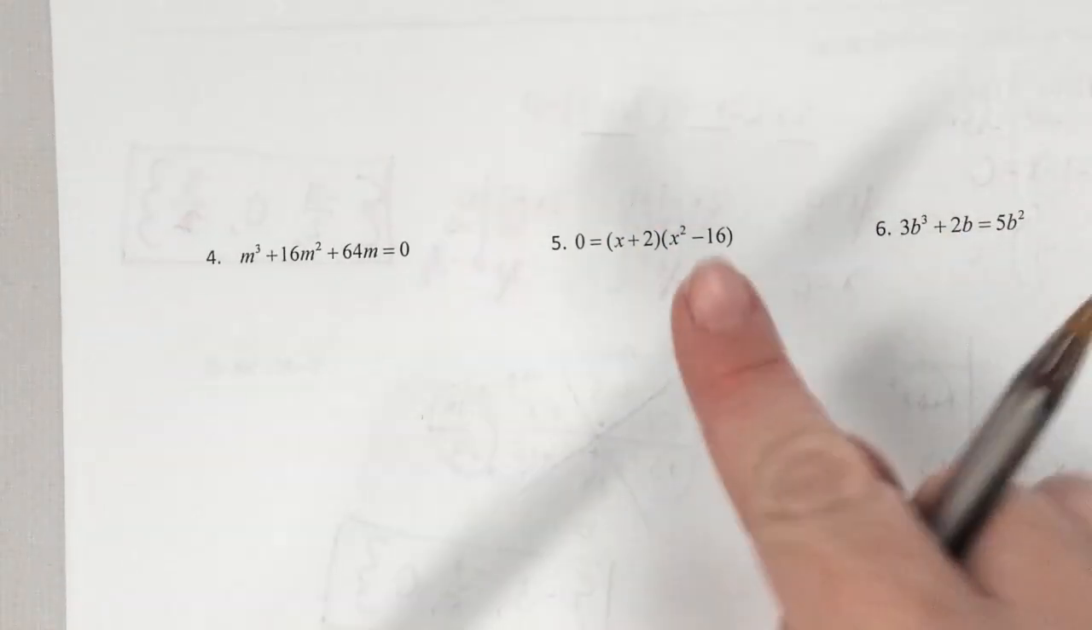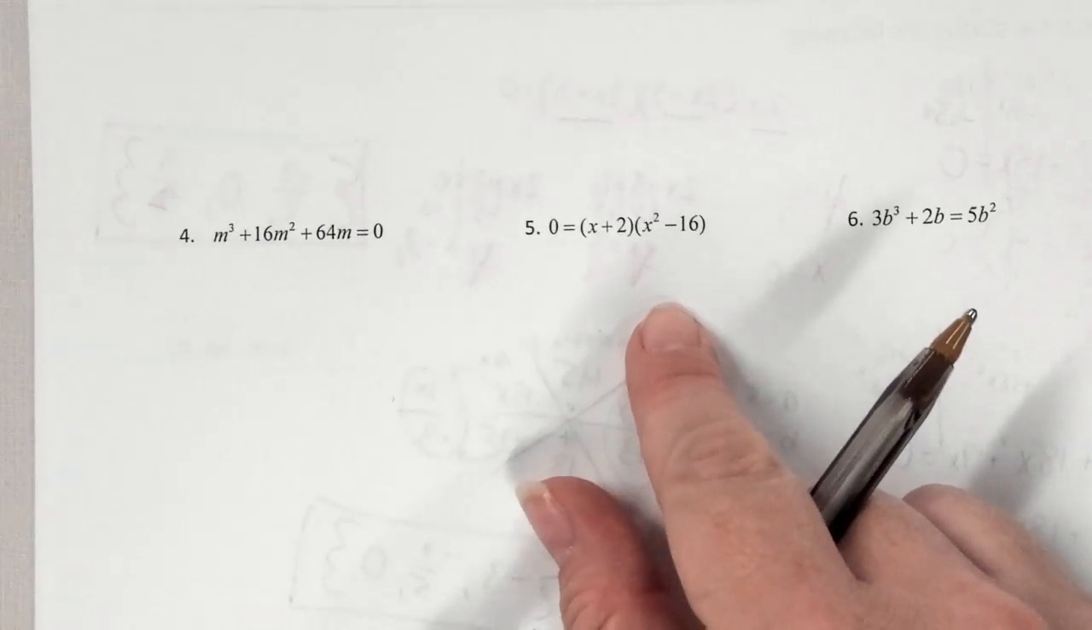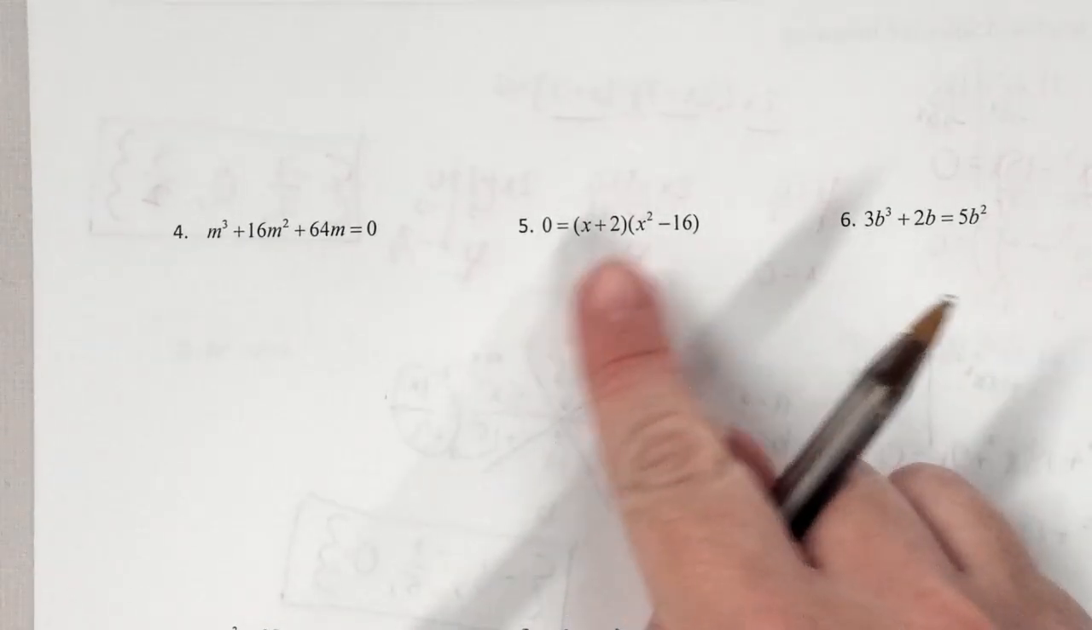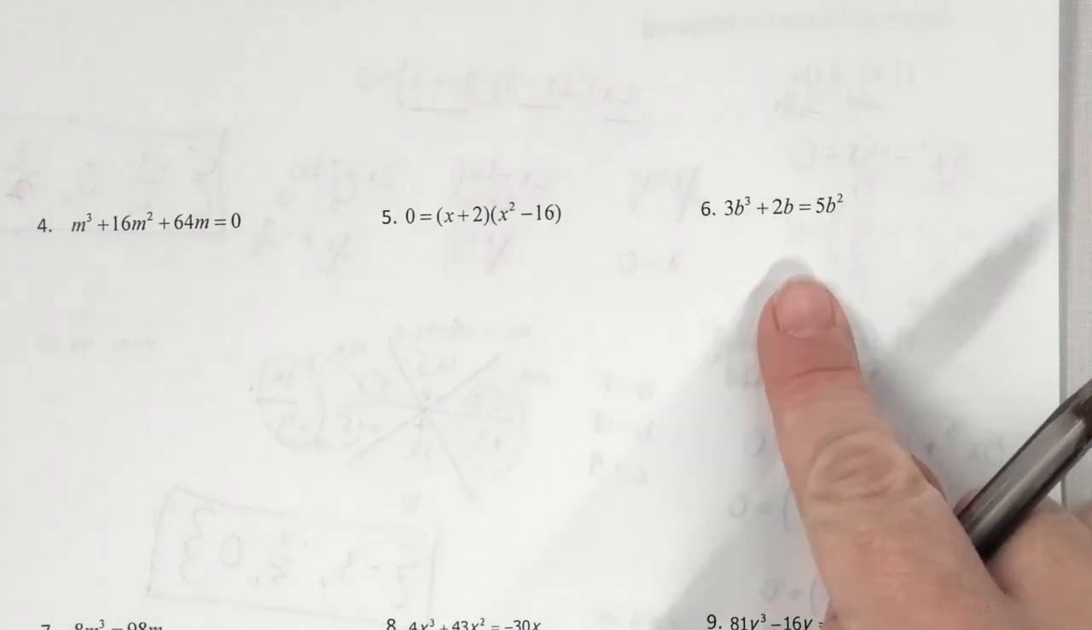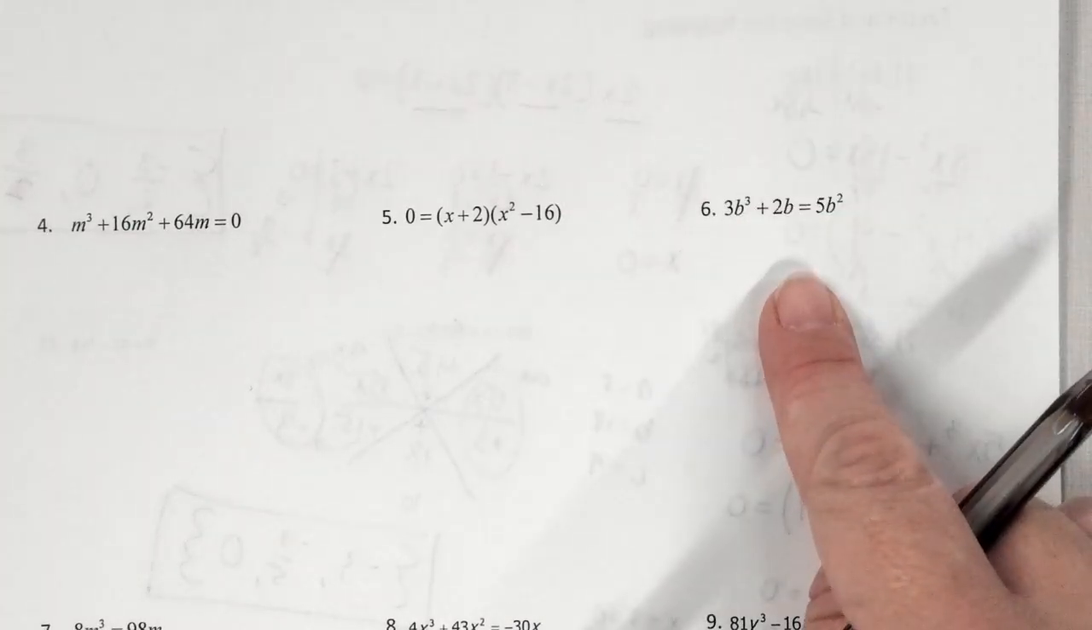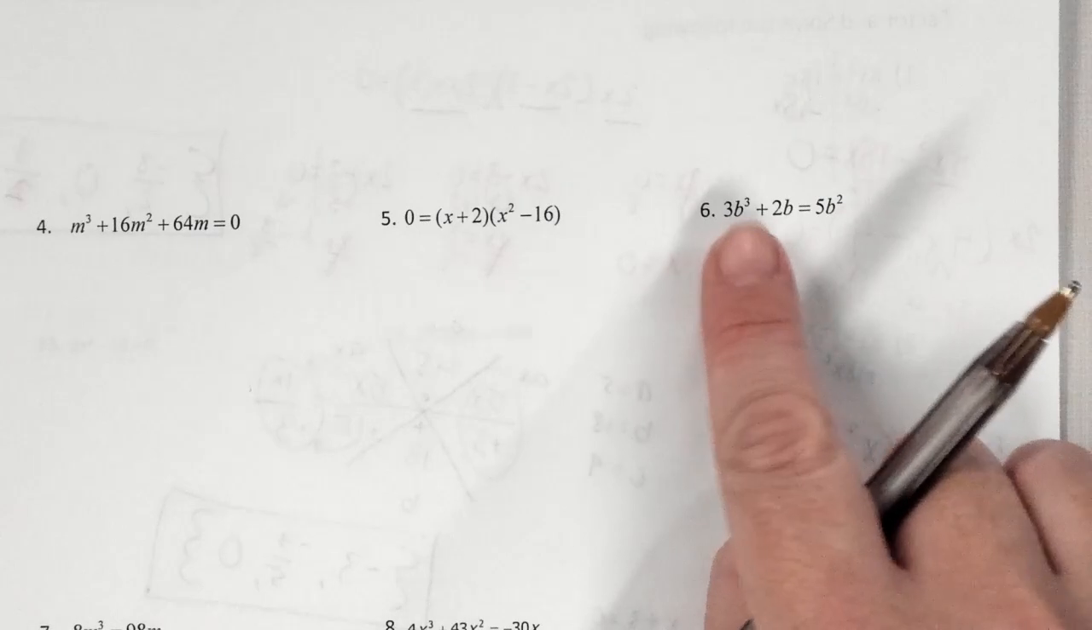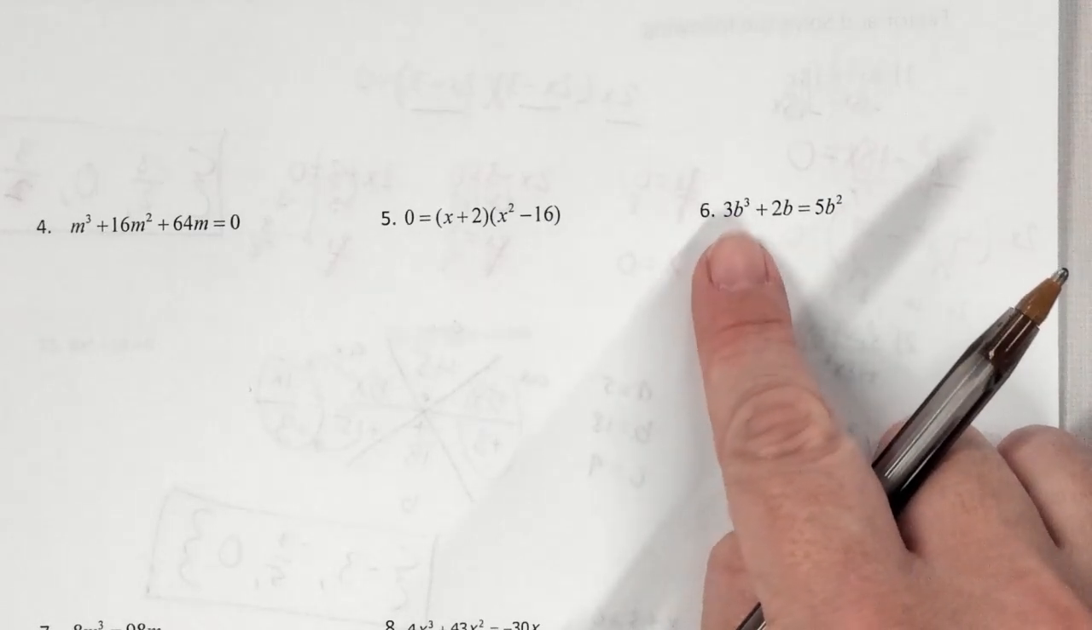Do you think you could do number 5 in the calculator? Yes, because do either of them have a number in front? No. Could you do 6 in the calculator? No, because when you move that over, you don't have A as 1. Does that make sense?